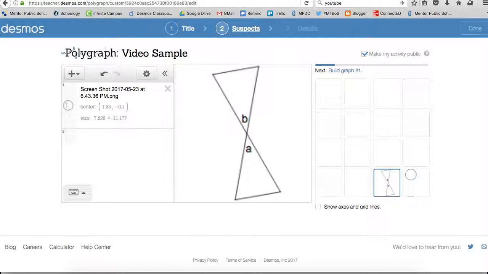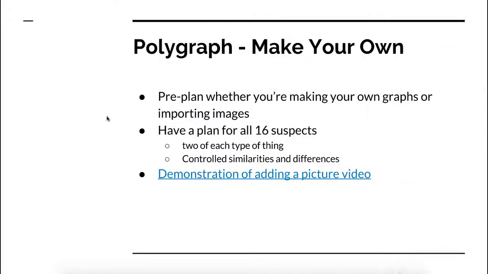All right, so that is the extent of what I wanted to cover with the polygraph part of this video series. Part 2 will cover using Activity Builder related to geometry-specific Desmos activities.